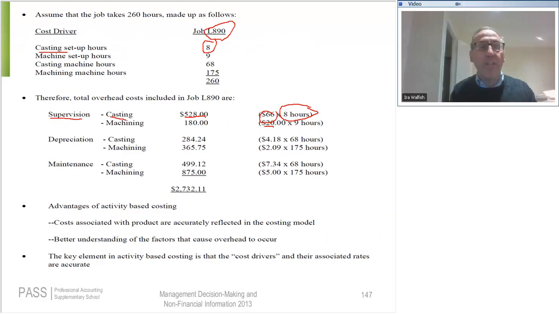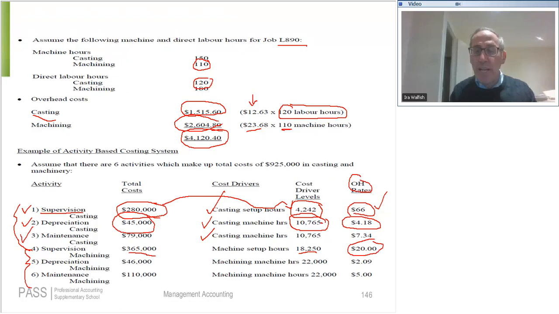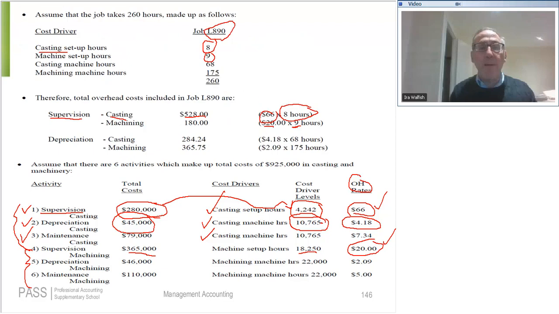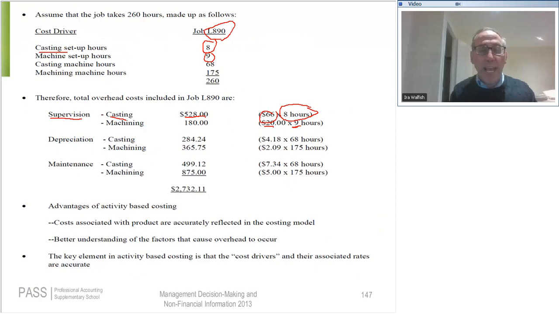So for machining, I would take the machine setup hours, and I would multiply those 9 hours by the $20 I just showed you right here, in order to come up with my 180. And then I would do the same thing for depreciation and maintenance. I think it's pretty straightforward. Let's take a quick look at depreciation.